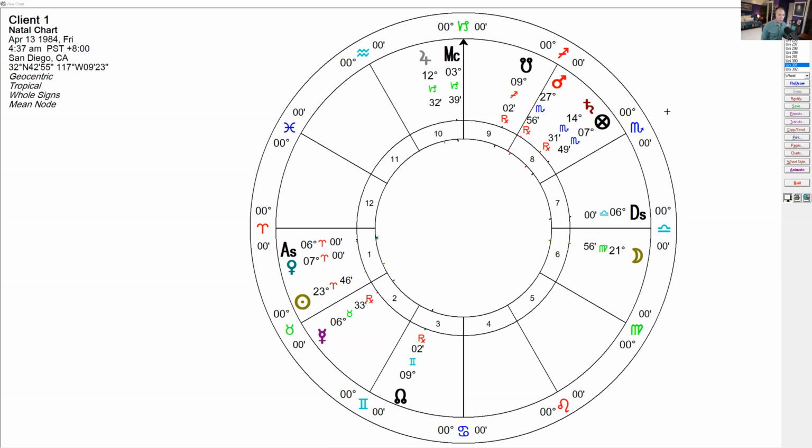So what I'm going to do now is pull up client 1's chart. This is all with permission from my client. I really appreciate her letting me use the charts. So here is client 1. Now, there's a lot of things I'm going to leave out for the sake of simplicity, right? But let's just focus on the moon.